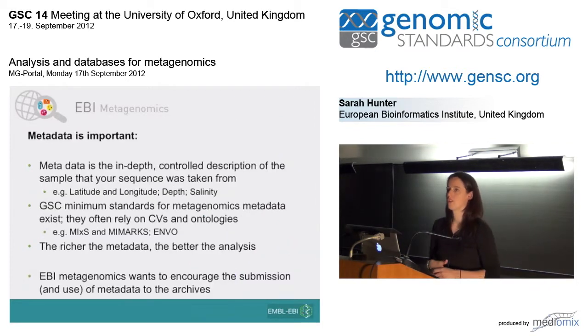So as you've already heard, metadata is really important if you want to give any sort of context to the analysis of what you've been sequencing. It's the in-depth controlled description of the sample that your sequence is taken from in the case of metagenomics. So latitude, longitude, those are the simple ones, but obviously it could be as detailed as you wanted it to be. And the GSC minimum standards exist basically to help us structure these data and ensure that there's a minimum amount of information that's collected.